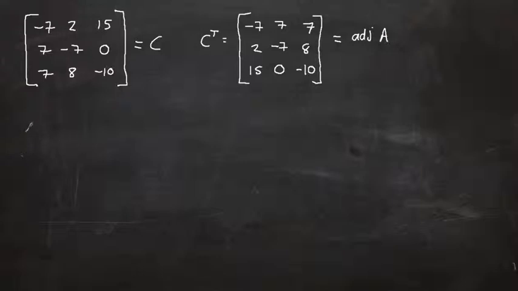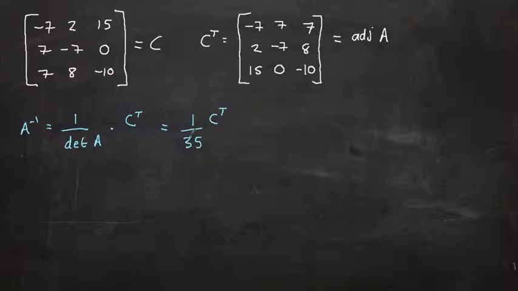Now if you've watched the video on making inverses, to find the inverse we need to divide the adjugate, which is the transpose of the matrix of cofactors, by the determinant, or multiply it by 1 over the determinant. So A to the minus 1 is 1 over the determinant of A times the adjugate. And we know what the determinant is. It's 35.